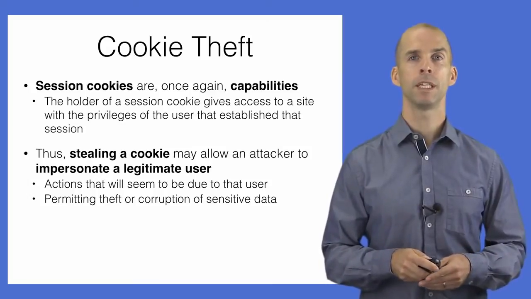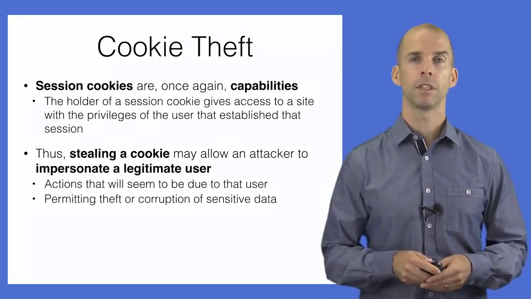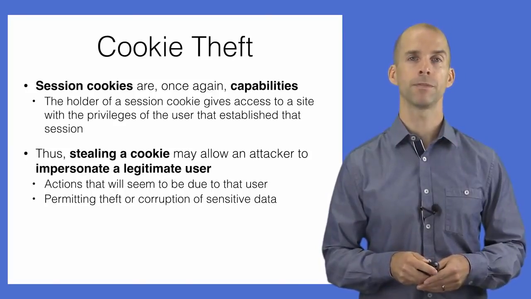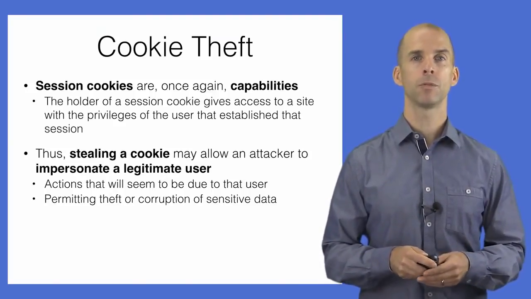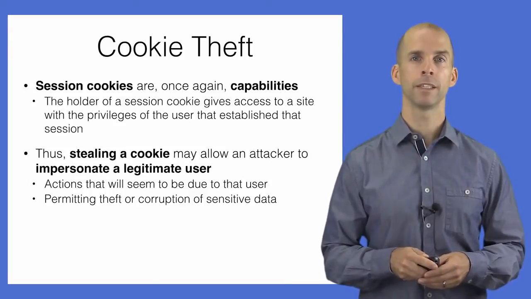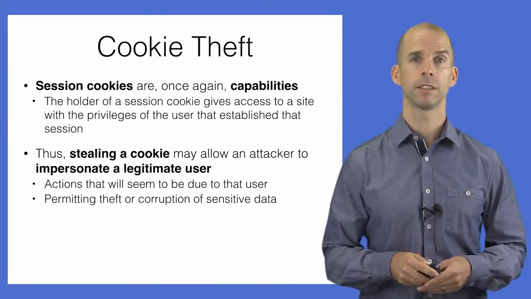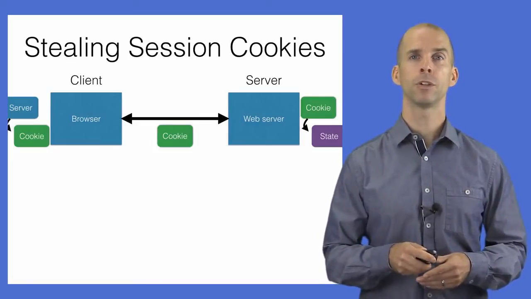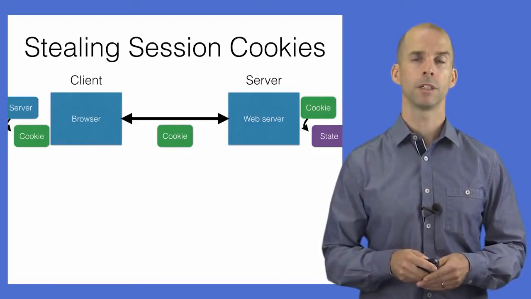Thus, this capability needs to be protected from theft. Otherwise, an attacker can impersonate a user and perform actions on her behalf. Such actions could result in lost or corrupted data, like your bank account balance. To see how theft could happen, consider where cookies show up in an interaction.